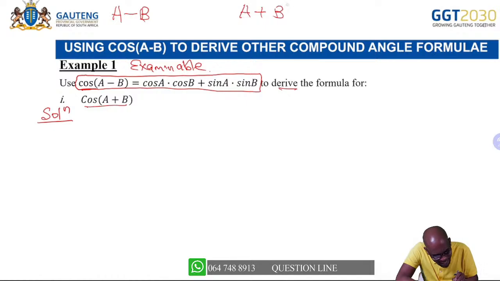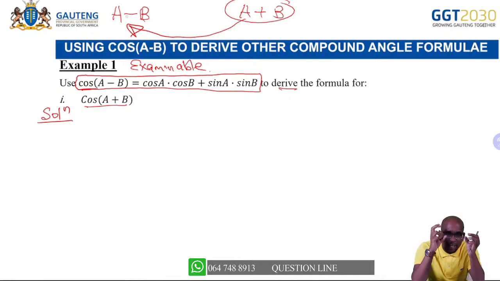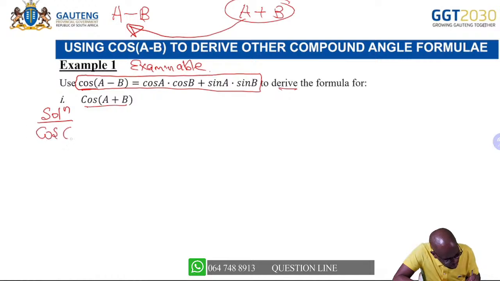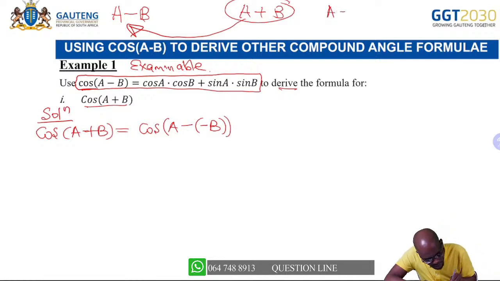So how can we make this look like that? We need to have a difference between the two angles instead of having the sum of the two angles. So to achieve that, we are going to do this. The cosine of A plus B would be equal to the cosine of A minus negative B, like that. Now, if you look at this, A minus negative B, what will it give us? A plus B. It is taking us back there.